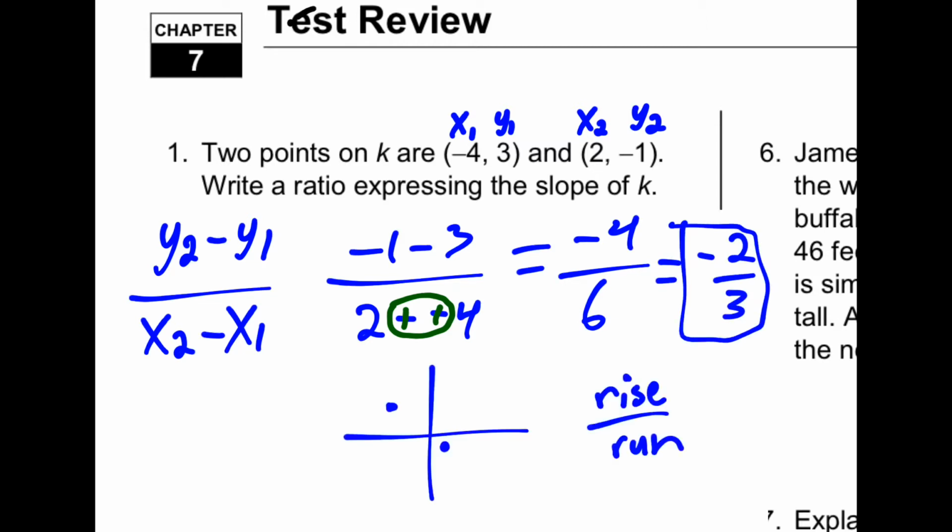So we can think about slope as a ratio, because on this line, slope is rise over run. Every time we rise -2, in other words, go down 2, we go right 3. And if we kept doing that, we'd end up from one point to the next.